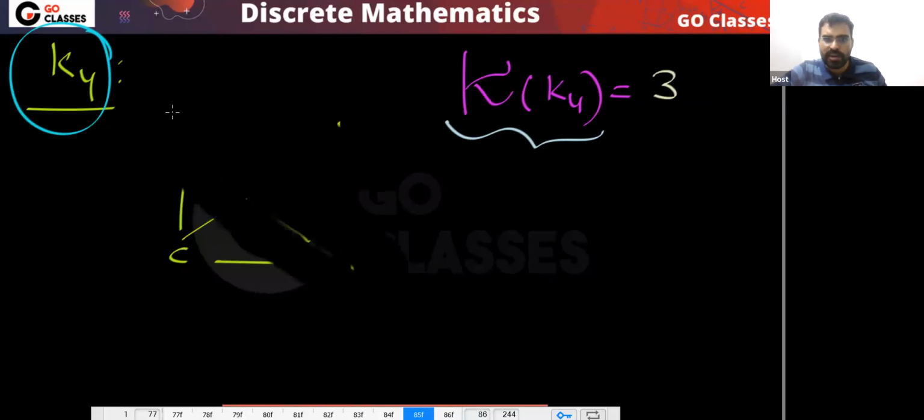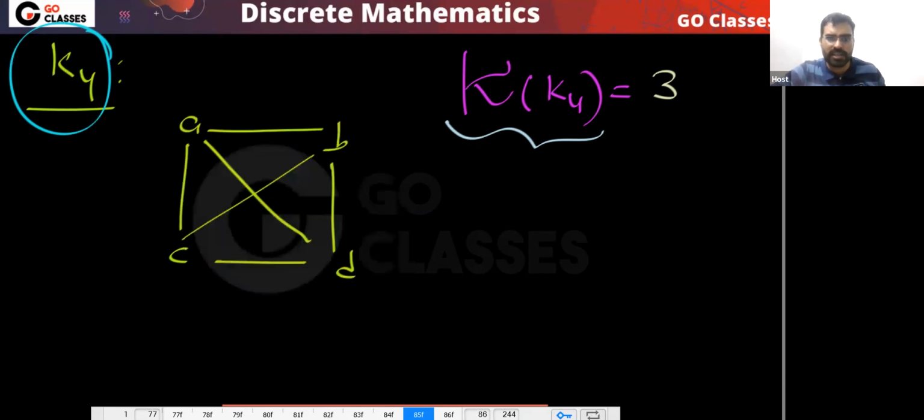See, if you remove 3 vertices, then a single vertex will remain. So the kappa number is actually 3. So we need to modify our definition. Let's modify the definition. So now this is the final definition, or I can say this is the full definition.